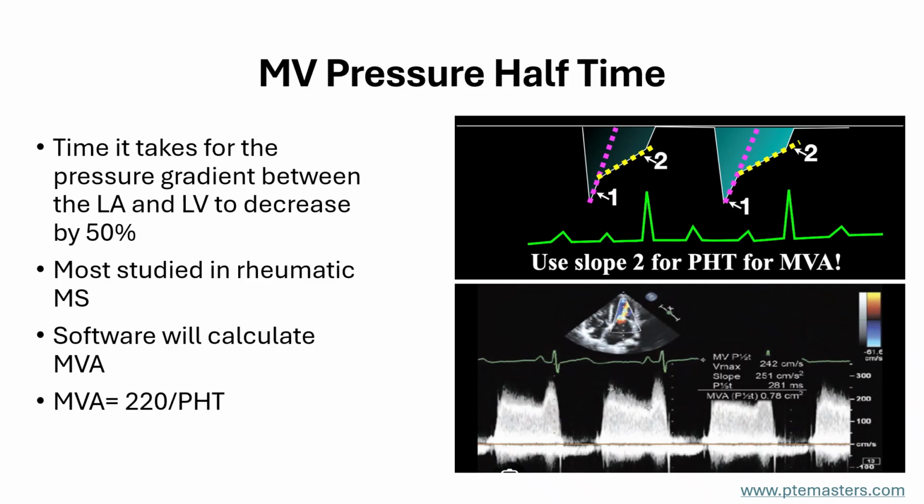In many cases, the software will calculate the mitral valve area for you. However, when not available, you can use this formula, which is 220 divided by the pressure half time of this particular patient you're studying. On the right part of the screen, you see a frozen image on how to properly measure the slope of pressure half time. And again, they recommend using slope number 2, not slope number 1, as shown on the top right of the screen. Please pause the video if you need more time to review this important concept.